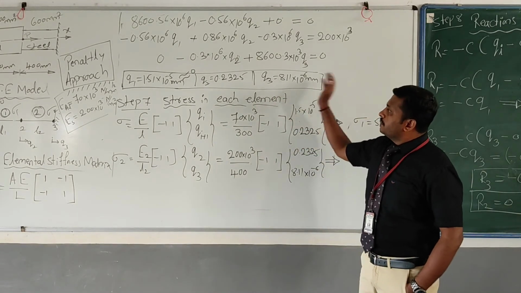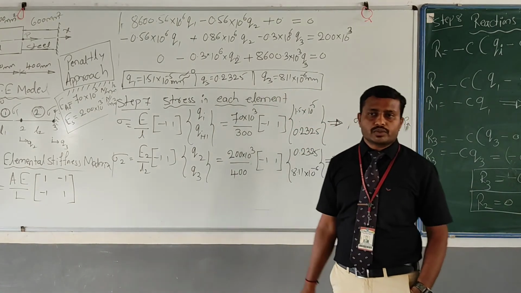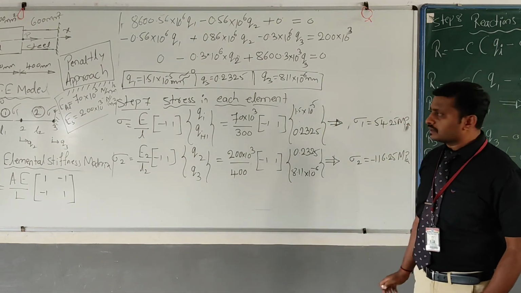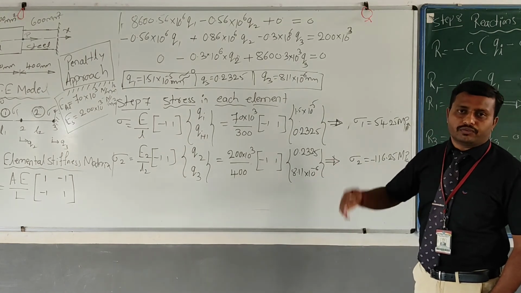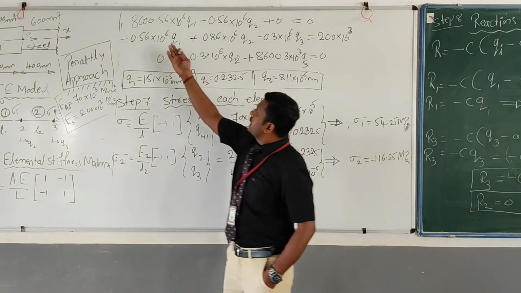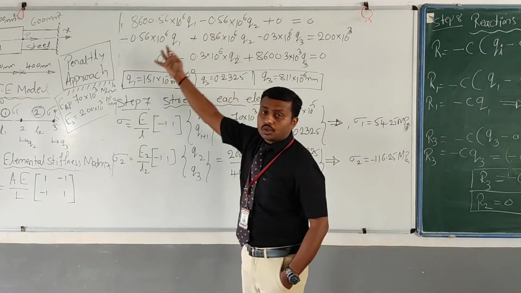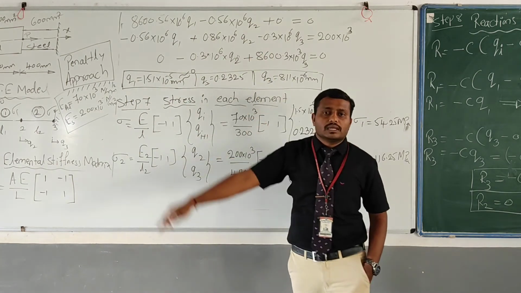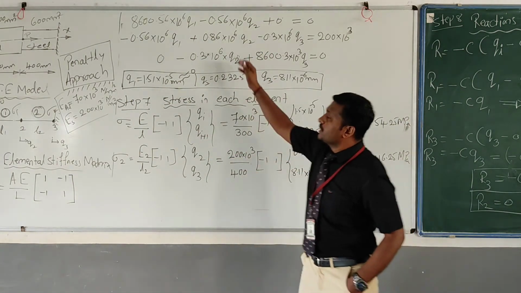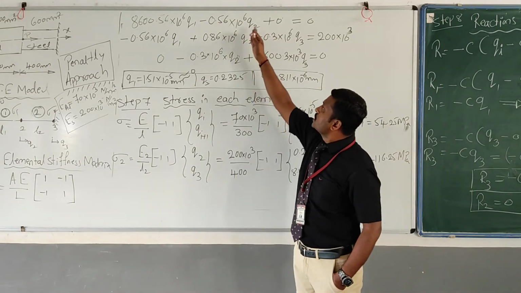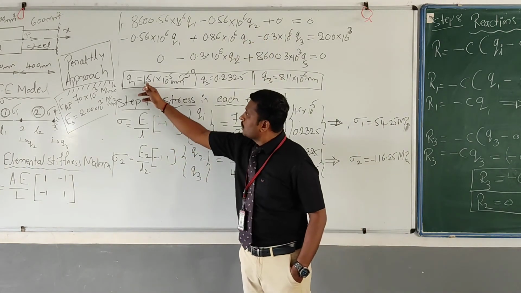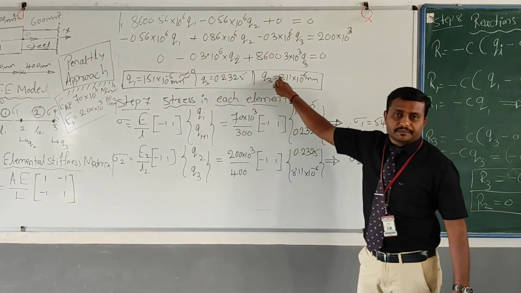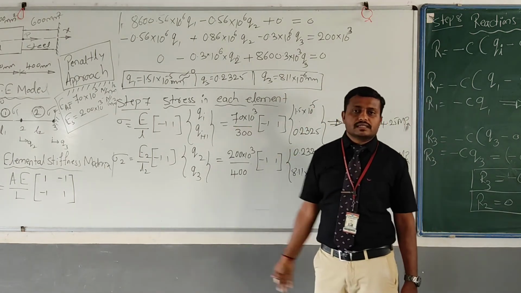Fine. Step number 6, that is the equilibrium equation, K Q equal to F. We got the matrix, and we have written it in the form of equations. So you will get 3 equations, which are written here. Solve these 3 equations. In the calculator you can solve it very easily. Go to the equation mode and enter all the values. You will get 3 unknowns, Q1, Q2, Q3. Q1 we are getting is 1.5 into 10 to the power of -5 millimeters. Similarly Q2, Q3.